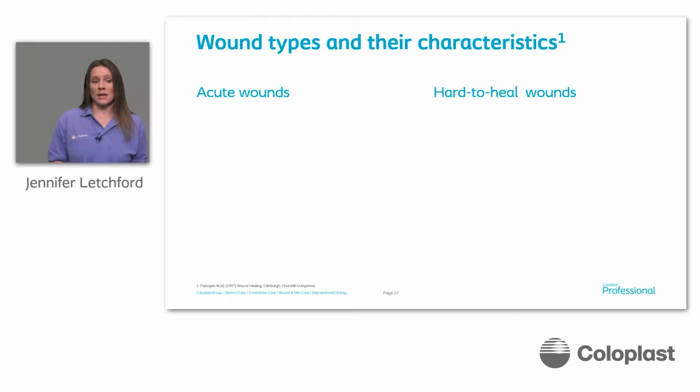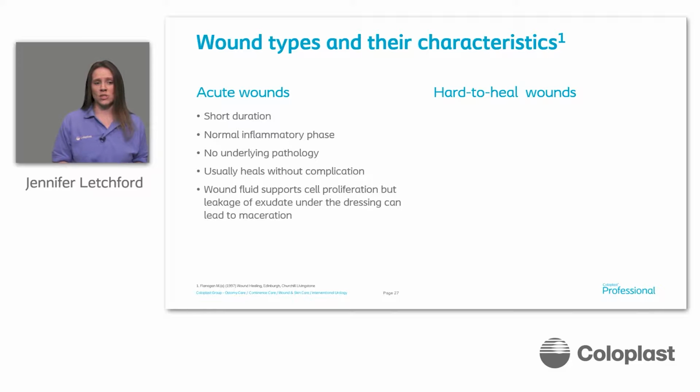So wound types and their characteristics. The acute wounds, normally short in duration, they have that normal inflammatory phase with no underlying pathology. They usually heal without complication, and the wound fluid will support that cell proliferation, but won't cause excessive exudate onto the peri-wound skin, causing further delay and breakdown.